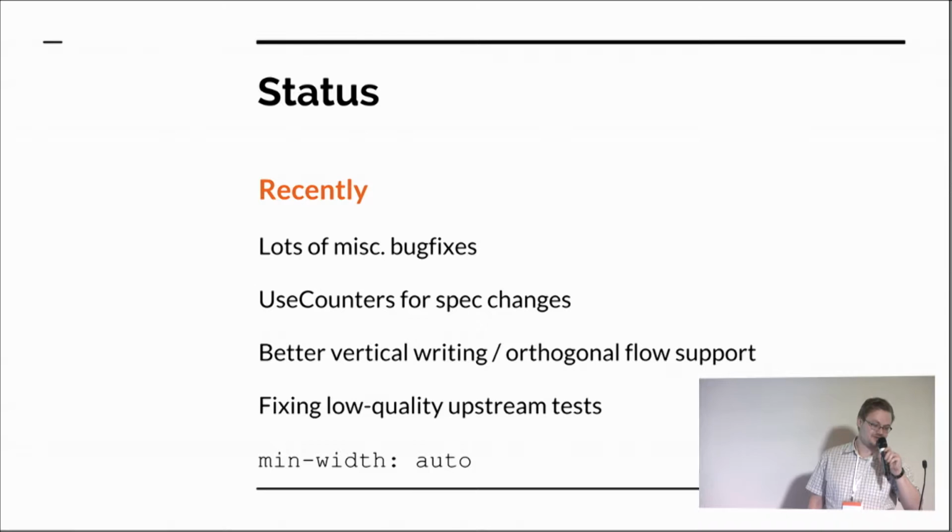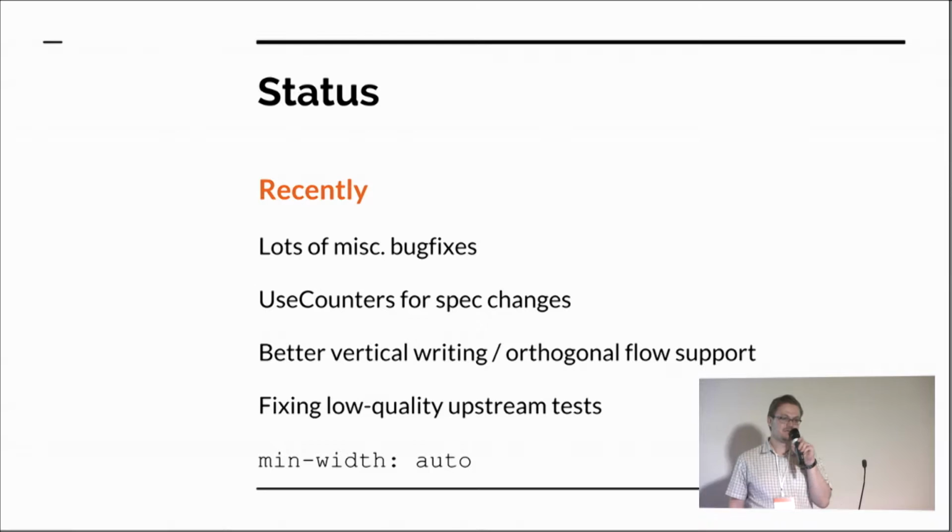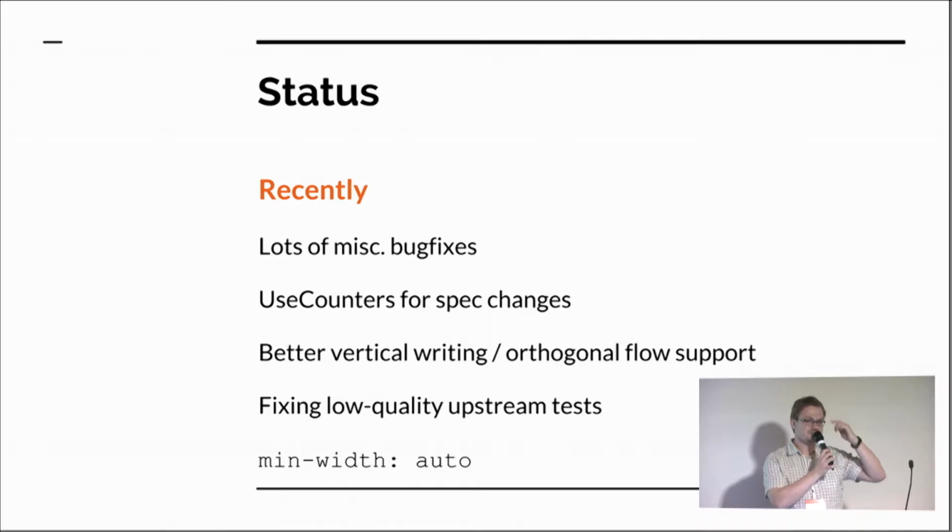So what I've been working on was lots of minor, or not minor, but miscellaneous bug fixes. We are now a lot more interoperable with Edge, I should say, and Gecko. I've added some use counters for some of the spec changes to see if we can actually make those changes. So far, it's looking pretty good. The stuff is not used on many websites. We do have better vertical writing and orthogonal flow support in Flexbox. Some of those are more edge cases, but some of those are surprising bugs.